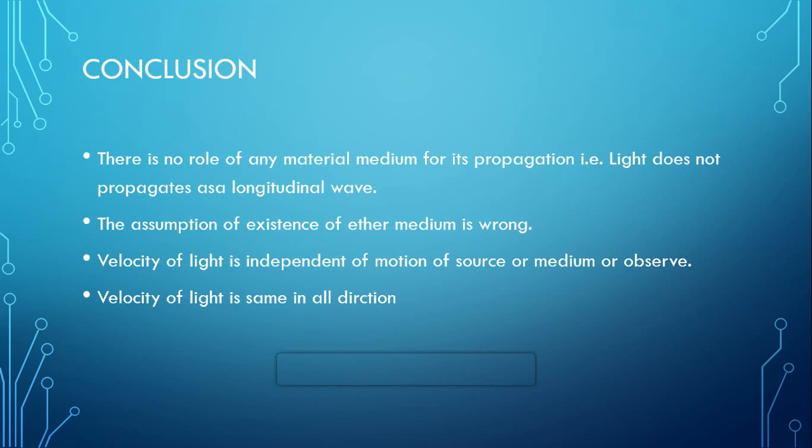Conclusion: there is no role of any material medium in the propagation of light. Light does not propagate as a longitudinal wave. The assumption of the existence of ether medium is wrong. The velocity of light is independent of the motion of the source, medium or observer. The velocity of light is the same in all directions.